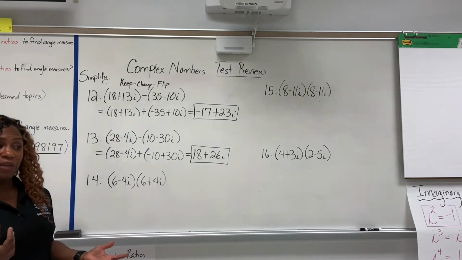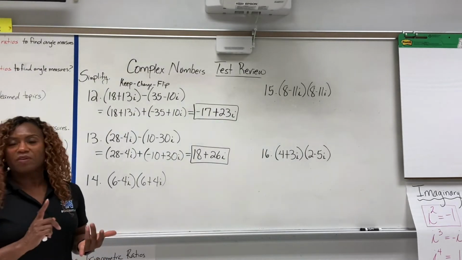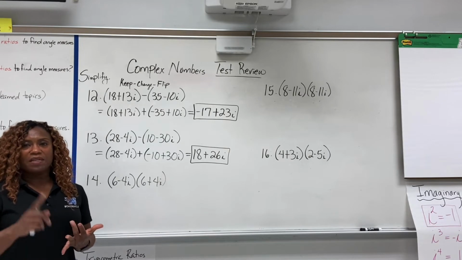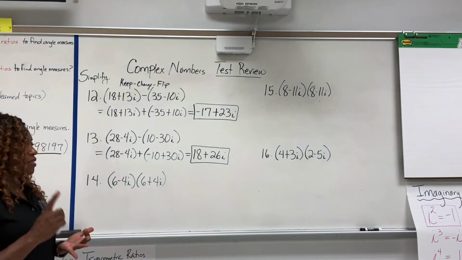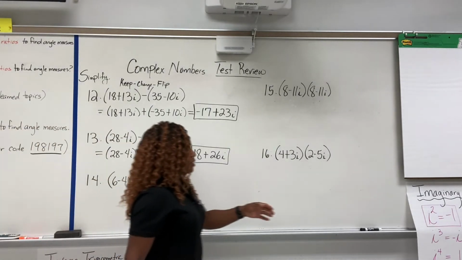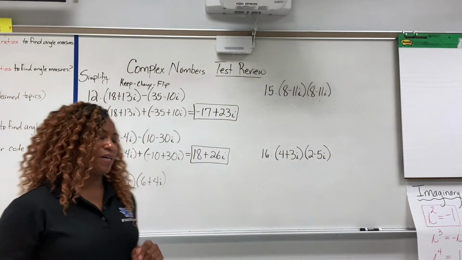Now, keep in mind with our multiplication, there's a couple of steps that we have to go through. First, we use the distributive property. Then we combine any like terms. But then we have to be careful because we're going to end up with an i squared term. And that i squared is going to always turn into negative 1. So keep that in mind. That's important when you're multiplying.